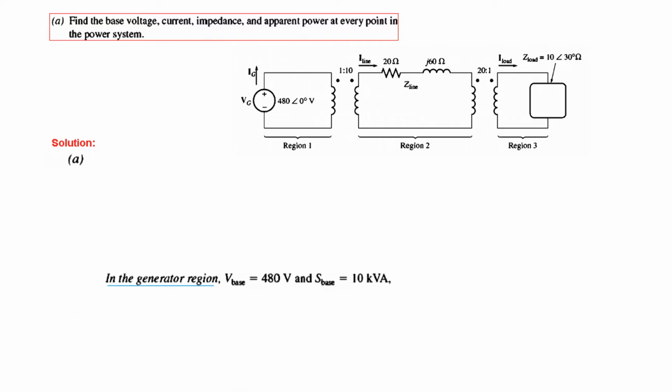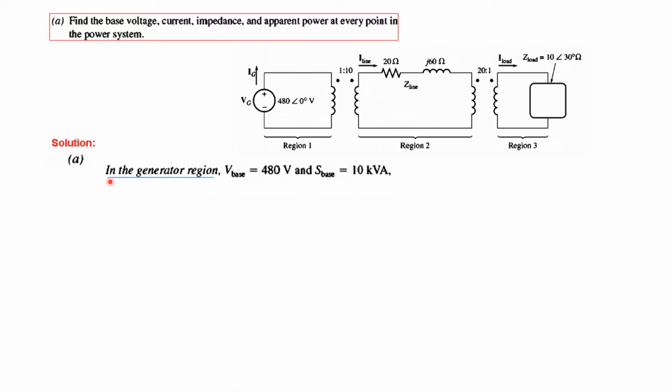Okay, so the first point is in the generator region. So this is the generator region. This is given, V base is 480 and S base is 10 kVA. Remember, S is the apparent power. So two things are already given. So base voltage is given and apparent power is given. We have to find current and impedance.